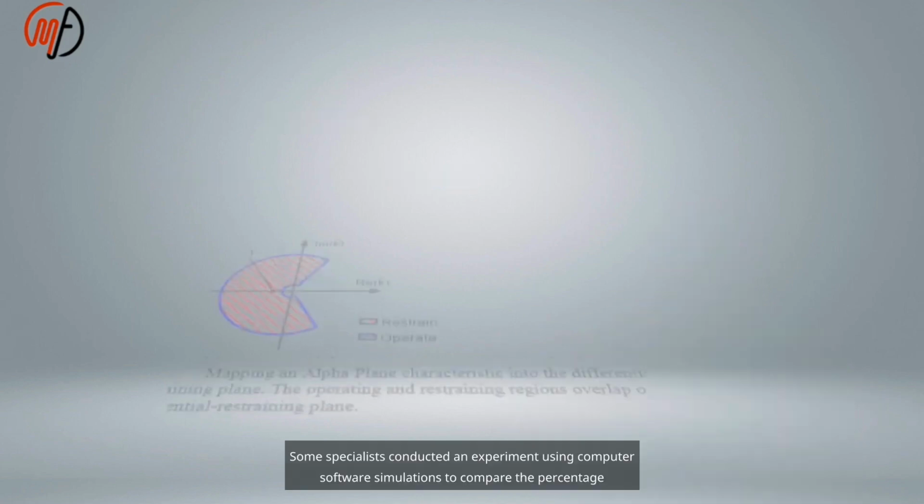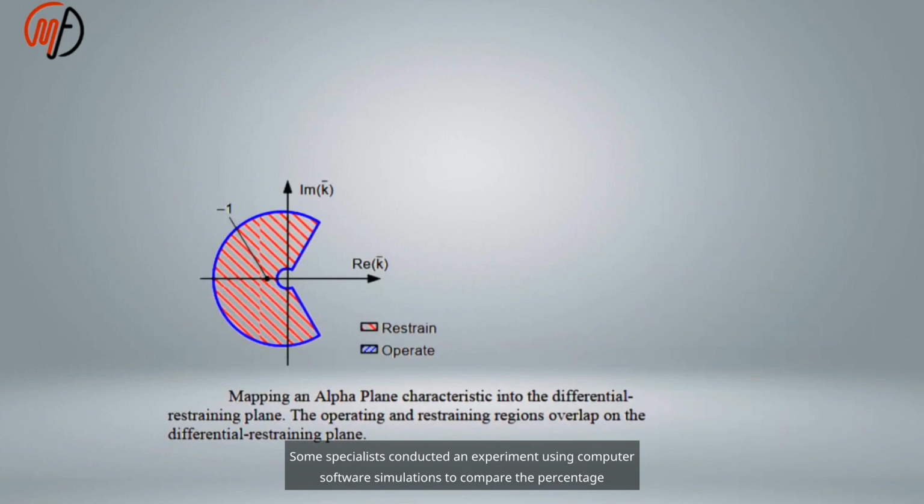Some specialists conducted an experiment using computer software simulations to compare the percentage differential characteristic with the alpha plane characteristic, aiming to find out which one is safer and more sensitive. They found a large number of boundary values for I differential and I restraint on the alpha plane characteristic, and then reflected these values onto the percentage differential characteristic.